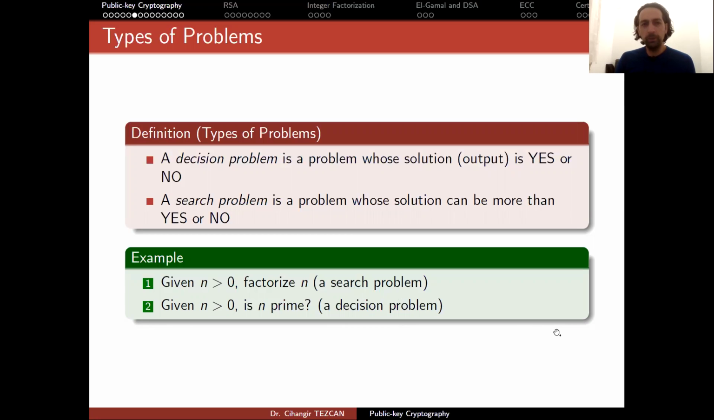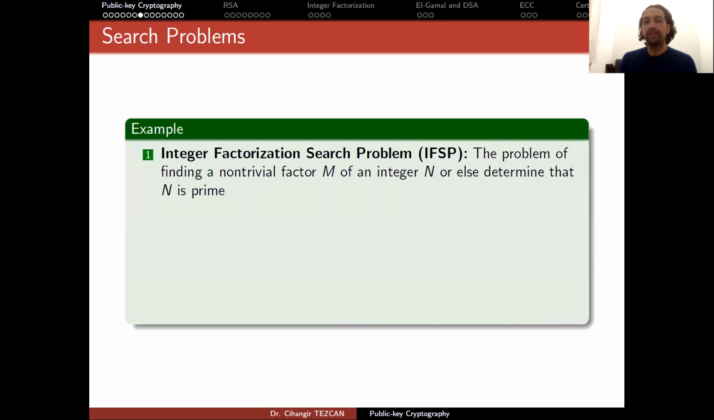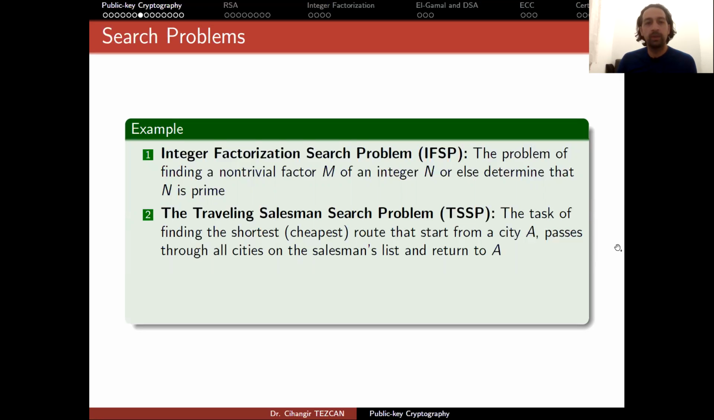Before moving on, let's see more examples of problems that we can use for public key algorithms or other types of algorithms. So here are some, let's say, hard problems. The obvious one which we are going to use for RSA is the integer factorization search problem: the problem of finding a non-trivial factor m of an integer n, or else determining that n is prime.